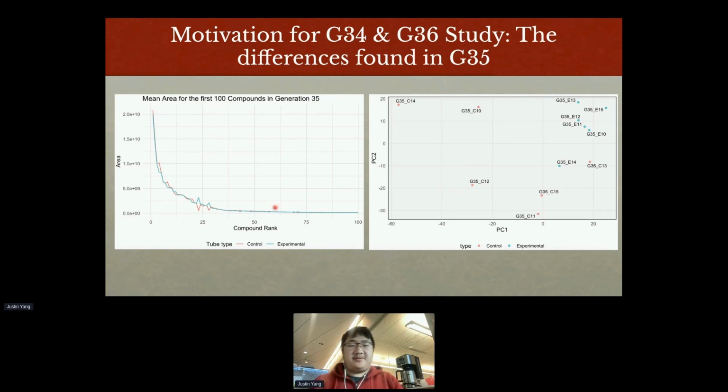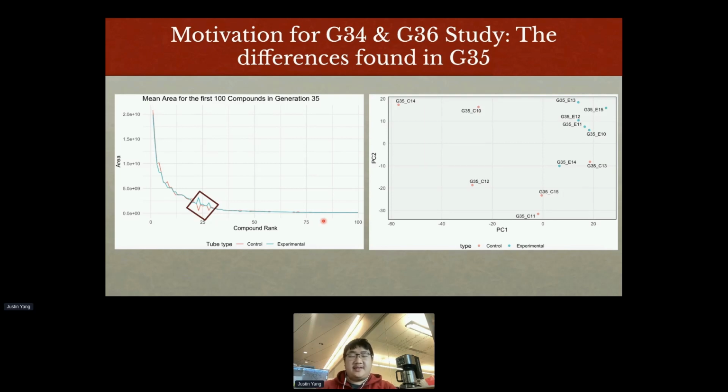The first by compound is on the graph on the left. That graphs the mean area for the top 100 compounds sorted by average area for generation 35. While the two lines of the graphs are almost overlaid on top of each other, we do notice some gaps and holes between these lines, not just mainly here, but also up in front there, as well as minute ones towards the end of the rank.